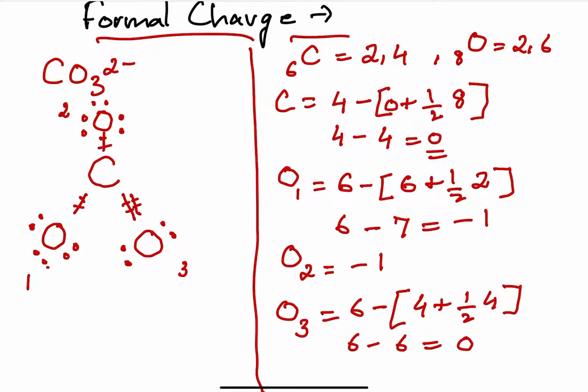So overall, we see that the charge is -1 and -1, that is 2 minus. So the overall formal charge of carbonate is -2, or 2 minus. Carbon has a formal charge of 0. The first and the second oxygen have a formal charge of -1, and oxygen number 3 has a formal charge of 0. So the overall formal charge of the carbonate ion is 2 minus.